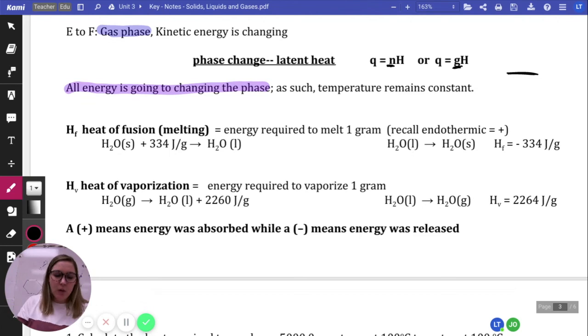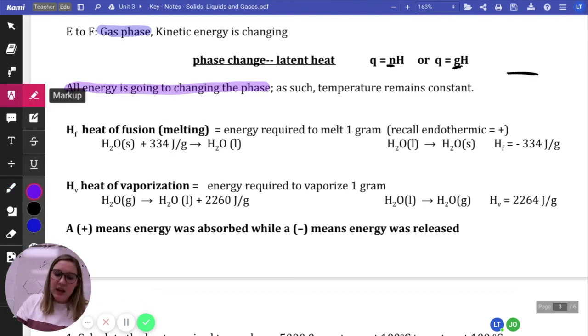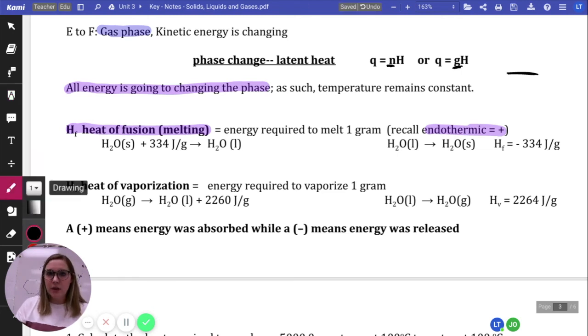So heat of fusion, or melting, is the energy basically required to melt 1 gram. It is an endothermic process. So guys, remember, endothermic, you have to put energy into it for it to happen. So it's going to be positive. Since we have to add energy to go from a solid to a liquid, it's going to be a positive value for that one.